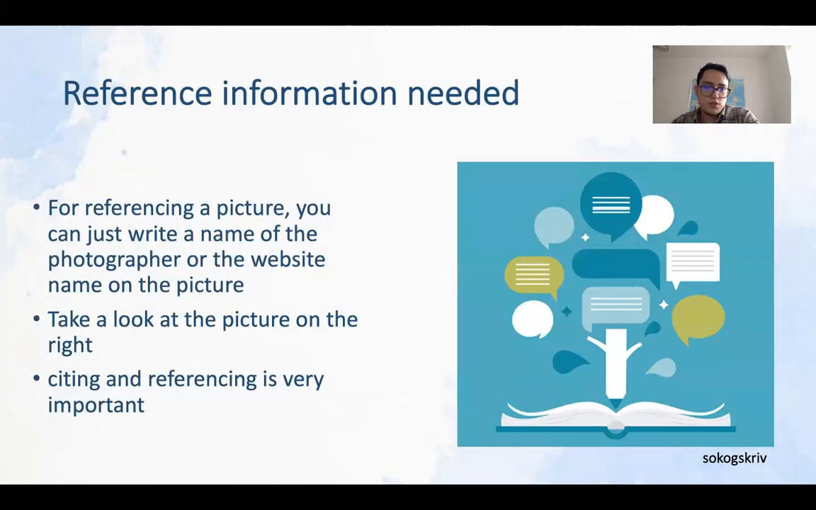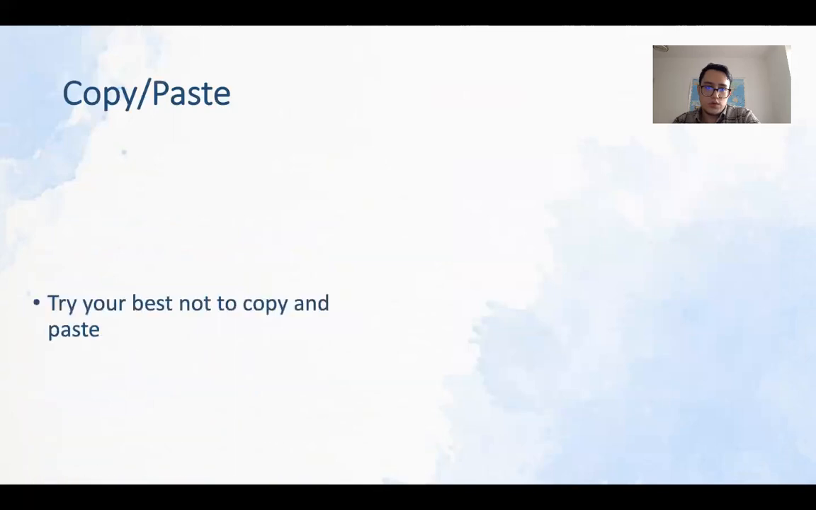For referencing a picture, you can just write the name of the photographer or the website name on the picture. Take a good look at the picture on the right. Citing and referencing is very important. For example, I downloaded this picture, and I gave the reference or the citation below. For me, I just write down the name of the website, or if you want to do it another way, you can write down the whole address of the website, like the URL. It depends how you like to do your sourcing.